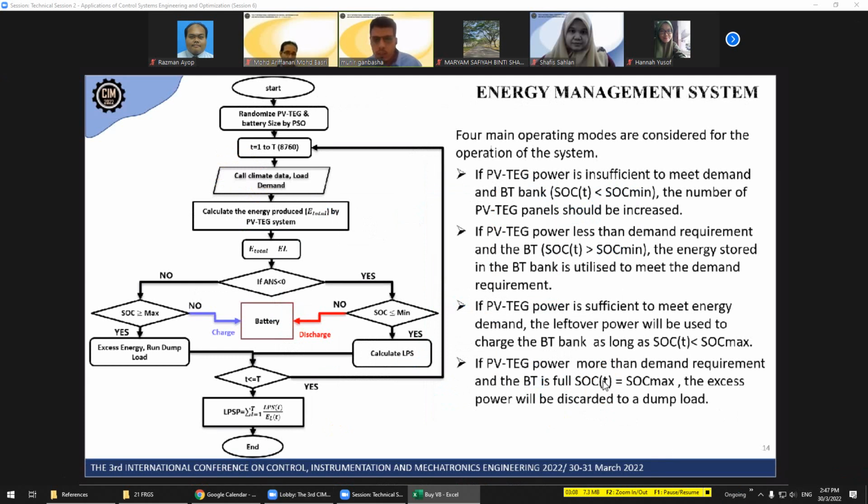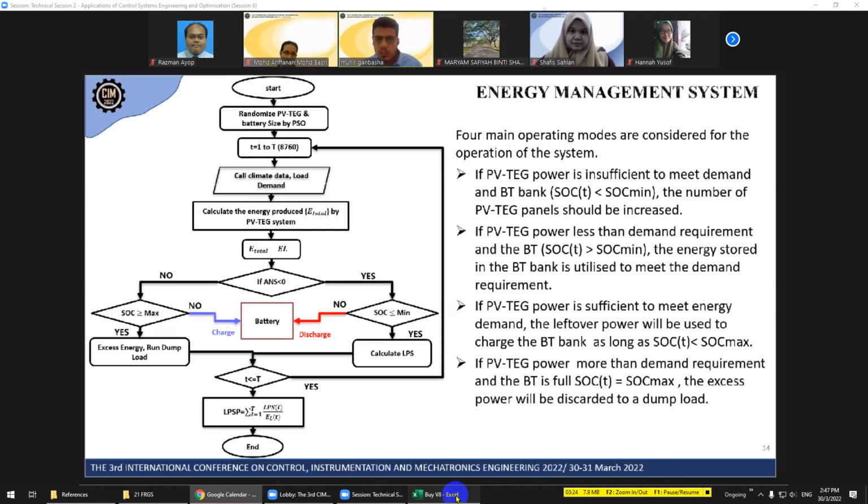There are 4 main operating modes. First operating mode: if the power from source is more than demand and the state of charge is less than the maximum value, in this case, the storage system will charge.